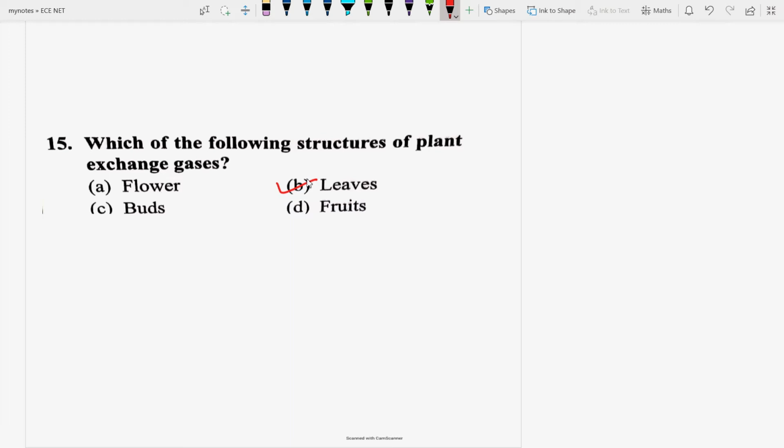So, exchange of gases means stomata. Stomata are present in the leaves, but if stomata is not given in the options, then you will click leaves, because stomata are the tiny openings which are present on the under surface of most leaves. So mainly stomata that are present on the leaves help in the exchange of gases and let out the excess water from the leaves in the form of water vapor by the process of transpiration. So if stomata is not there, you will mark leaves.